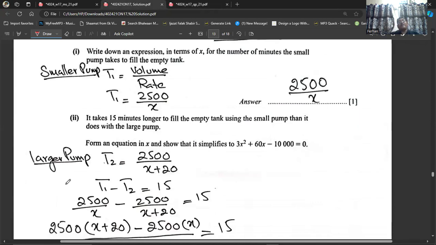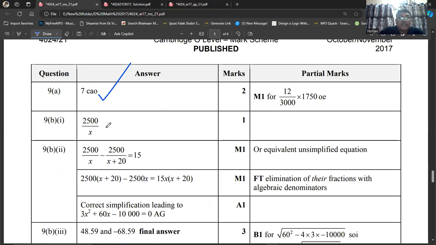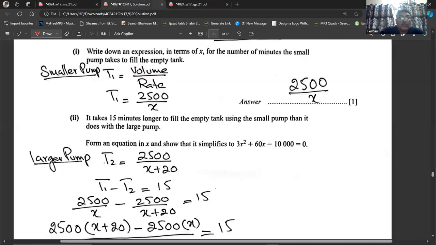The time the small pump takes will be equal to the volume divided by the rate. So this is 2,500 divided by x.